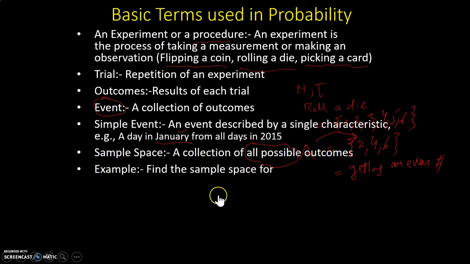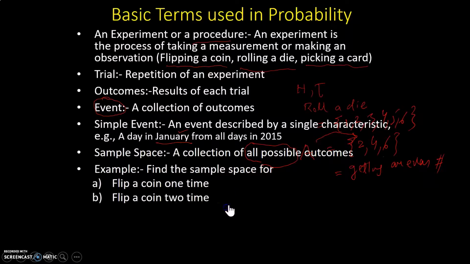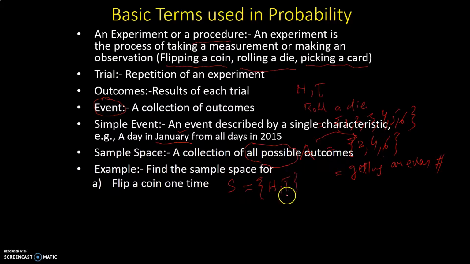For example, let's say we flip a coin one time and the question is asked, find the sample space. Let's see what the sample space is. We represent a sample space by a letter, capital S. So when you flip a coin, what are the outcomes? We get heads, or we get a tail. These are all possible outcomes when I flip a coin one time.